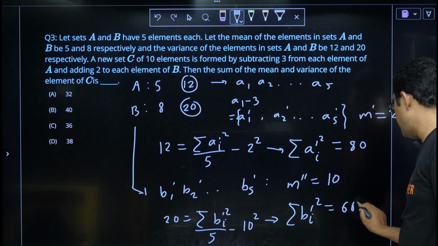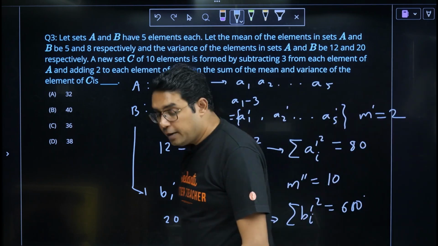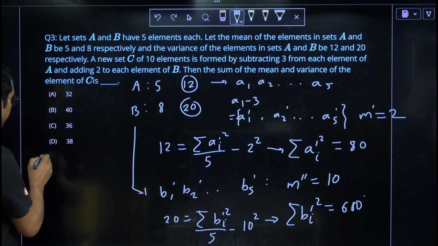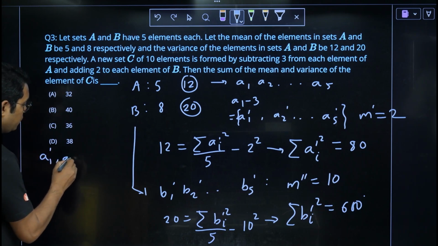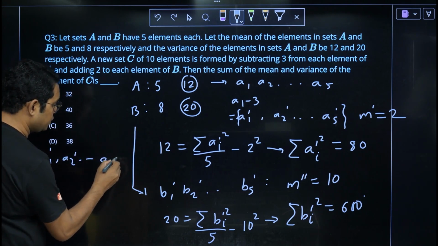Okay, now for C, I am having 10 data points and they are A1 dash, A2 dash, and so on, A5 dash.